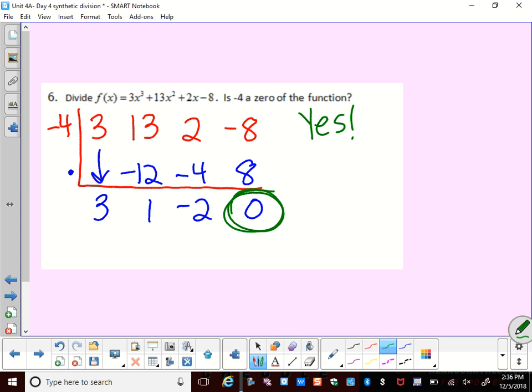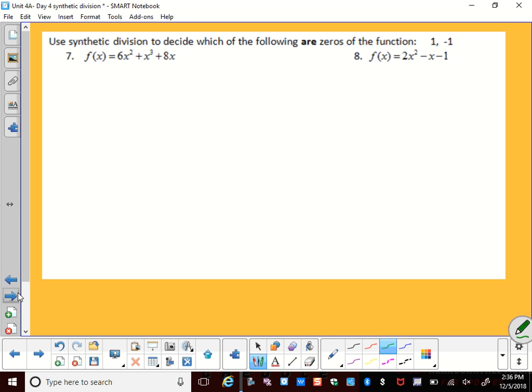Okay, I want you guys to do number 7 with me. Number 7 says, use synthetic division to decide which of the following are zeros of the function. Alright, let's look at this first one. Do you see how we have 2 numbers to check? So let's make 2 L's for number 7. The first one is positive 1, the second one is negative 1.